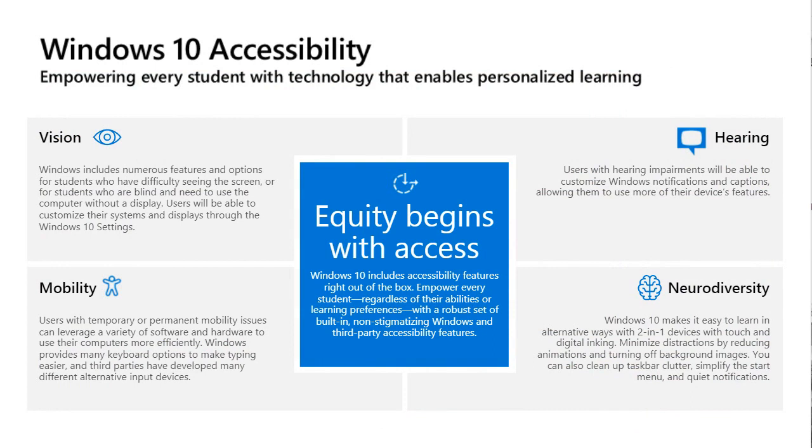We need to be empowering every student with the technology that enables personalized learning, because we know not only within the classroom how many different reading grade levels there are within a singular classroom, but also the number of disabilities that our students are struggling with, right? Whether it's vision or hearing or mobility or neurodiversity, right? So to eliminate distractions, the equitability in education begins with access. We need to make sure we're giving the right tools, the best tools, and really, again, empower that student to learn the best way that they can.